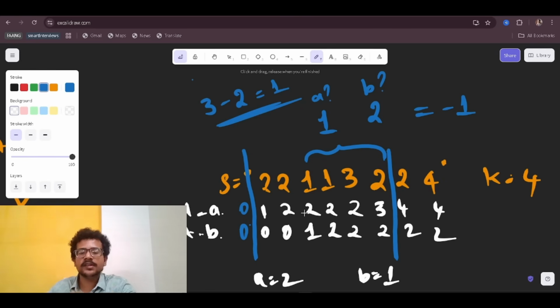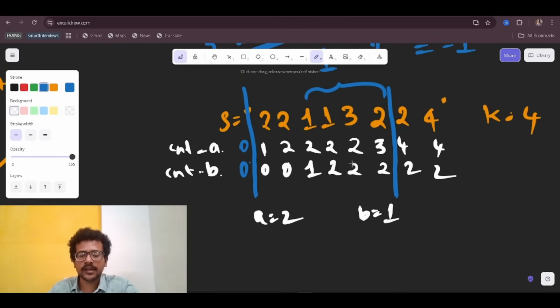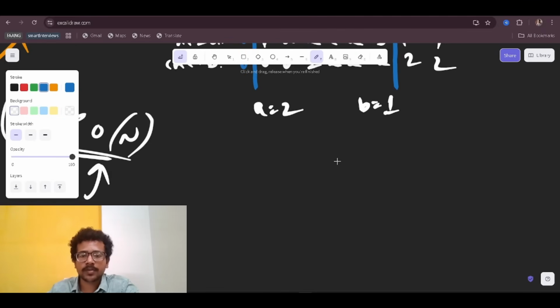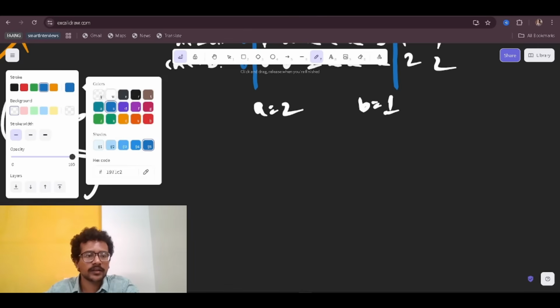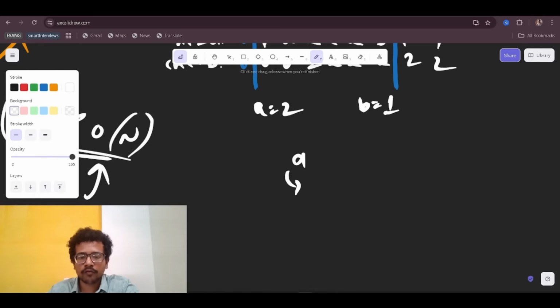But if you see here, 3 and 2, right? A is present for an odd number of times, B is present for an even number of times. I'll write that here.